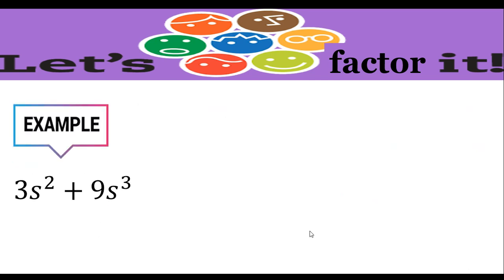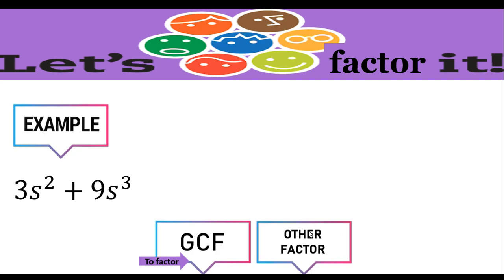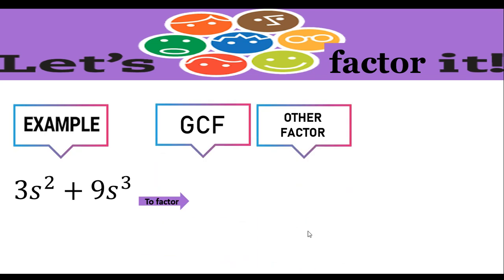Next example. Again, to factor this, we're going to get the GCF and the other factor. In this case, the GCF is 3s squared. Why? Because 3 and 9 are both divisible by 3, while for s squared and s cubed, we consider the least exponent. That's why our GCF is 3s squared.